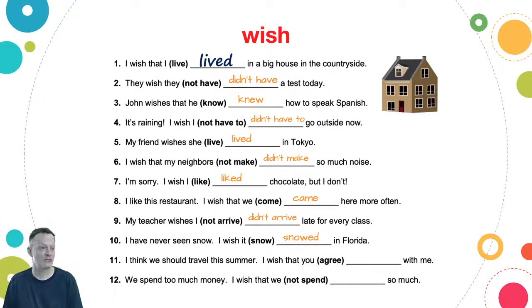I've never seen snow. Well, I've seen snow because I grew up in Buffalo and there is a lot of snow in Buffalo. But it might be something that somebody might say in Valencia. I think we should travel this summer. I wish that you agreed with me. You don't agree with me. Why don't you? Well, we can't really travel much this summer, can we? We spend too much money. I wish that we didn't spend so much money.